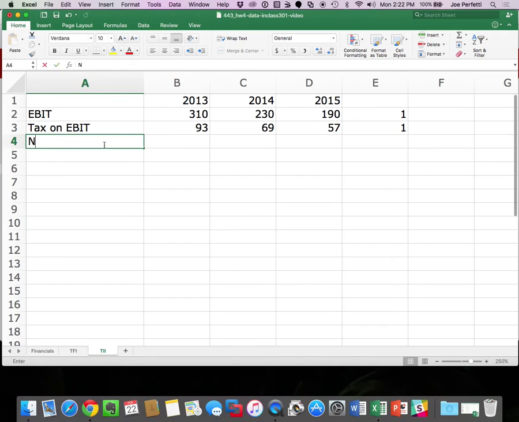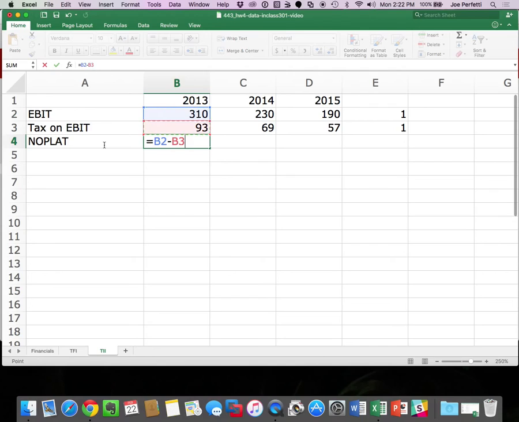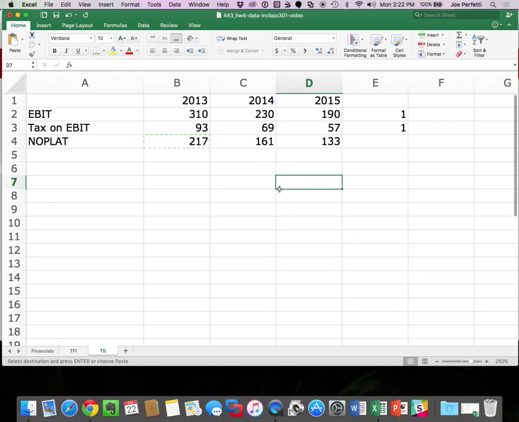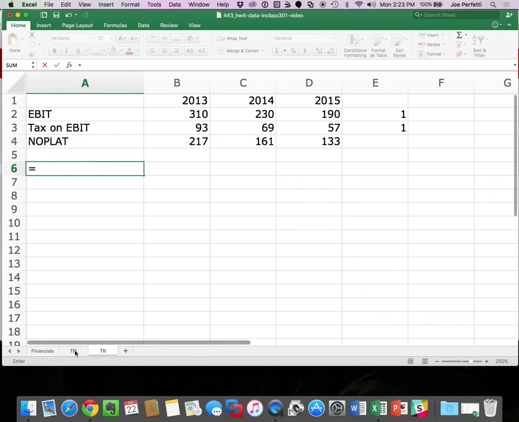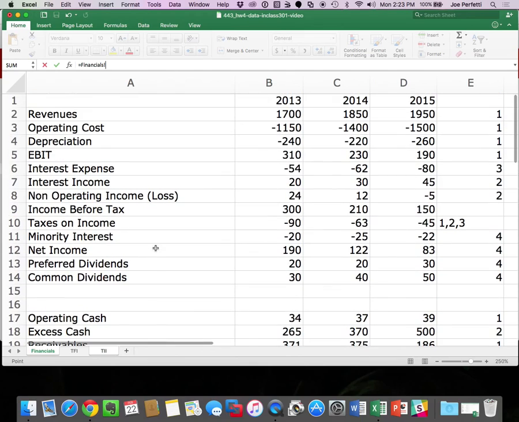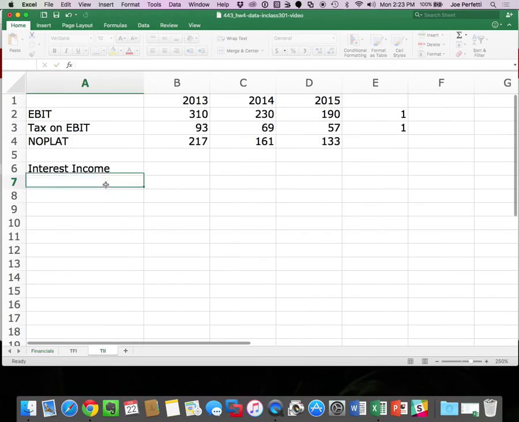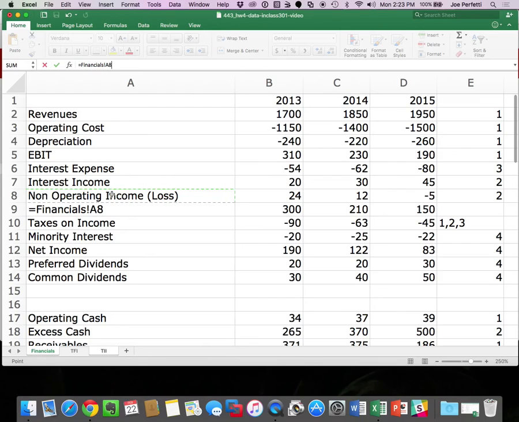So my NOPLAT equals my 310 minus my 93. That's my NOPLAT. All right. So from here, those are my 1s. Right. Now I want to do my 2s, my non-operating items. For my 2s, I go back to the income statement and I see there are 2 2s. One is interest income and the other is non-operating income or loss.